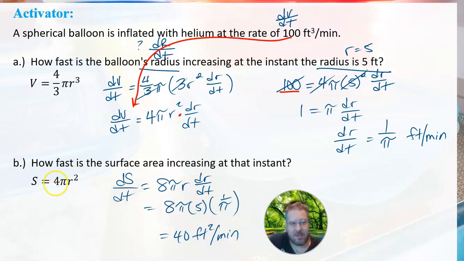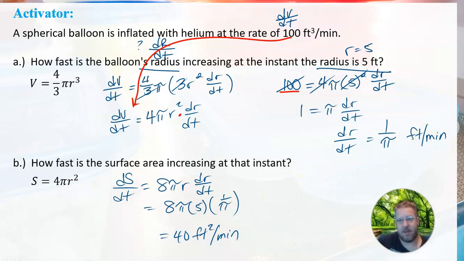Over here, 2 times 4 is 8. 8 pi r dr/dt. And then once again, you know dr/dt now. So you can plug this in for dr/dt. And that's how you get your final answer of 40 feet squared. Now, of course, you would need to get part A correct in order to get part B correct.